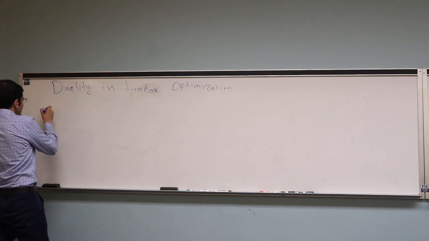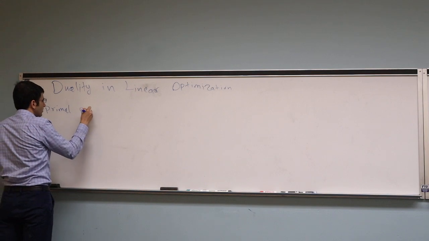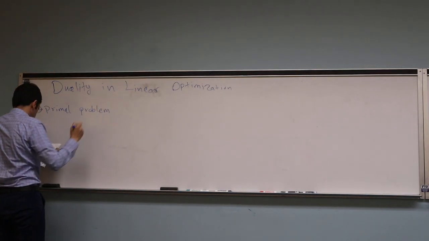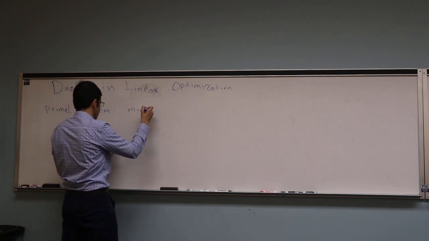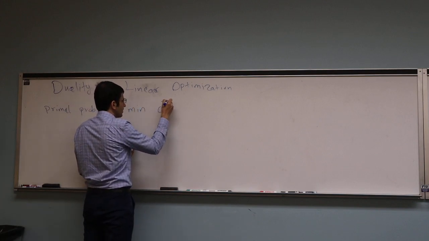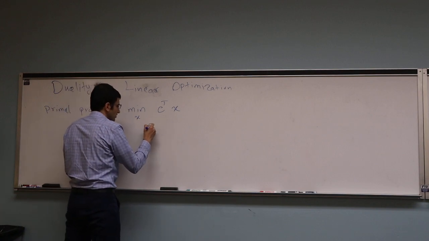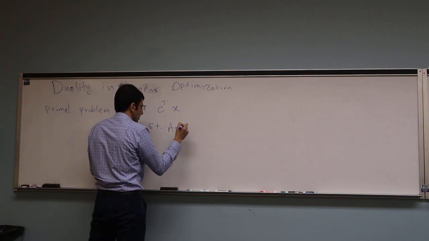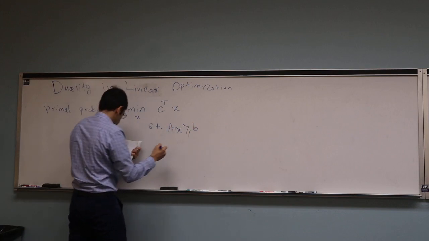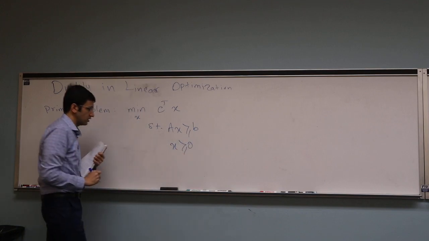So the original problem, or primal problem, in linear programming was formulated in this standard way. Minimizing C transpose X, where X is the vector of variables, subject to some inequality constraints.